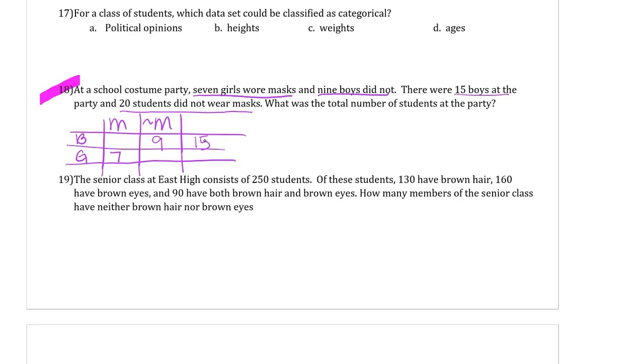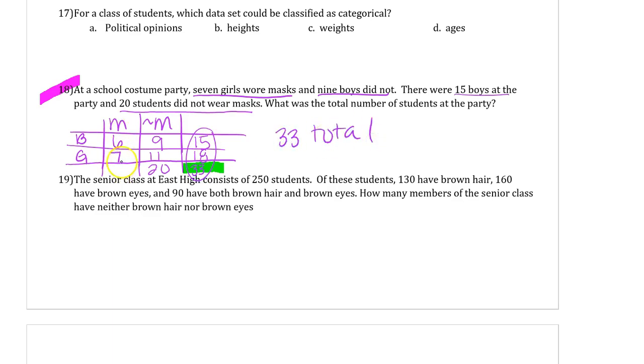There were 15 boys at the party, and 20 students did not wear masks. So that's a total of students that did not wear masks. What was the total number? So essentially, I need to work towards that. Filling in my table, if this is 9, this must be 6 to sum to 15. If this is 9 and this is 20, this must be 11, which means adding across here would give me 18. And right there, I actually can get the answer by just summing those together, and it gives me 33.